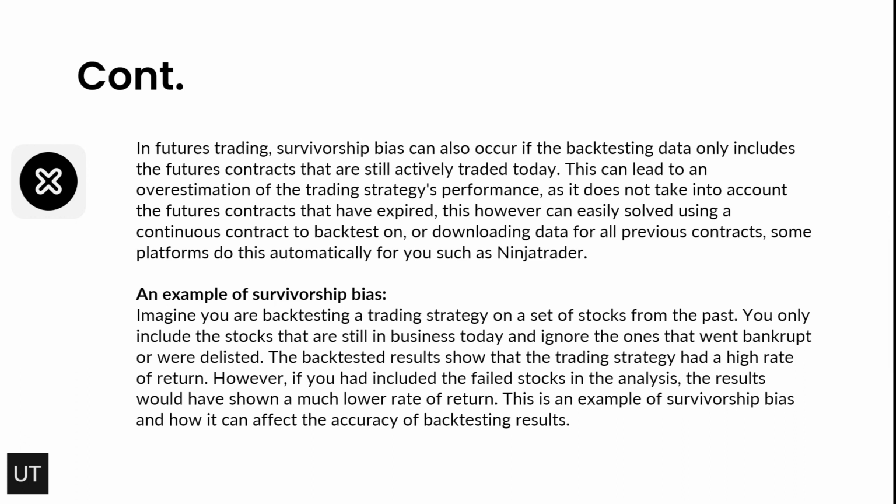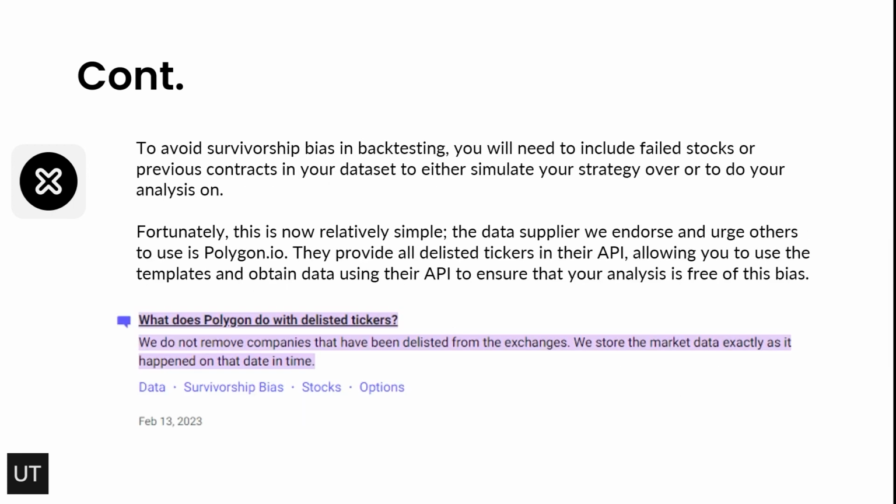An example of survivorship bias: imagine you are backtesting a trading strategy on a set of stocks from the past. You only include the stocks that are still in business today and ignore the ones that went bankrupt or were delisted. The backtested results show that the trading strategy had a high rate of return. However, if you had included the failed stocks in your analysis, the results would have shown a much lower rate of return. This is an example of survivorship bias and how it can affect the accuracy of the backtesting results. To avoid survivorship bias in backtesting, you'll need to include failed stocks or previous contracts in your dataset to either simulate your strategy over or to do your analysis on.